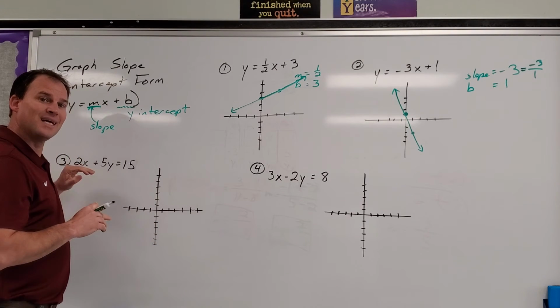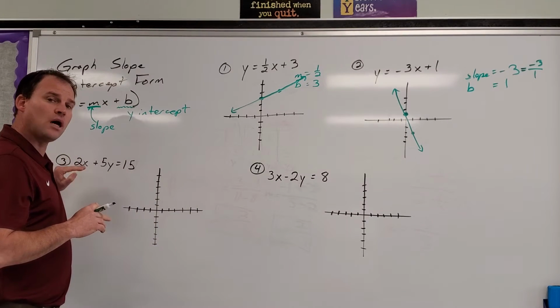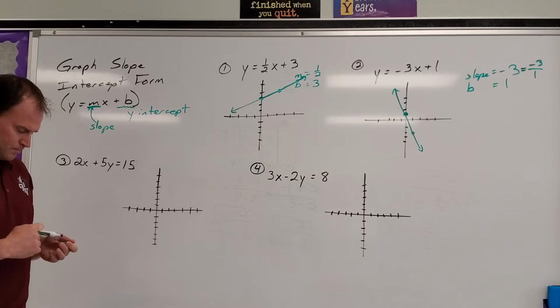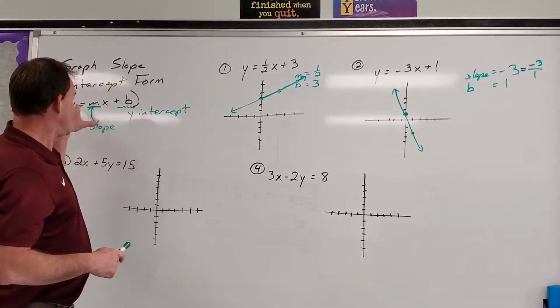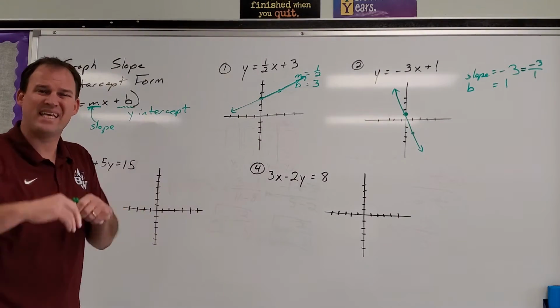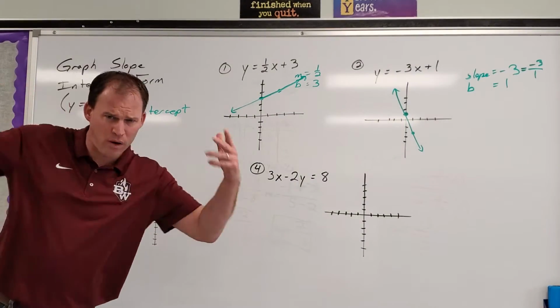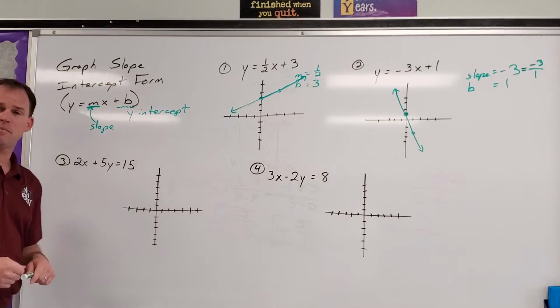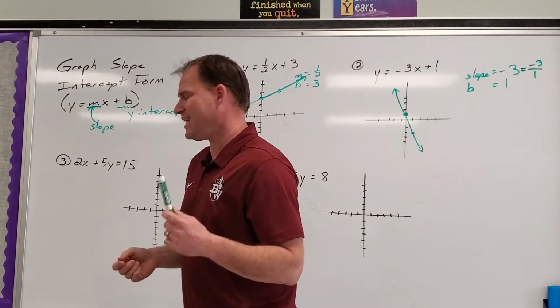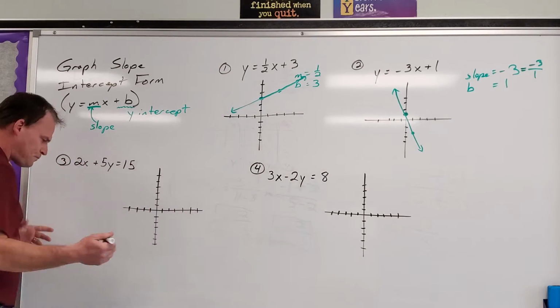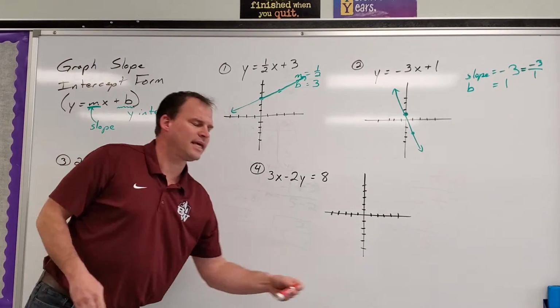Number 3. What do you notice about this equation, about this problem? Yeah, it's not in the right format. It's not y equals. The y is not by itself. However you said it or thought it, it doesn't match. So I've got to get it there. I got to get the y by itself. So 2 steps to get y by itself.